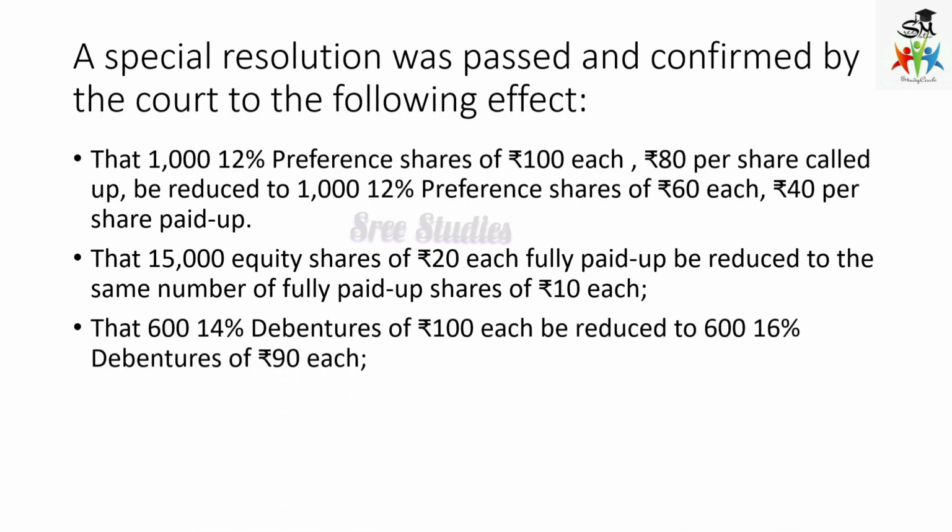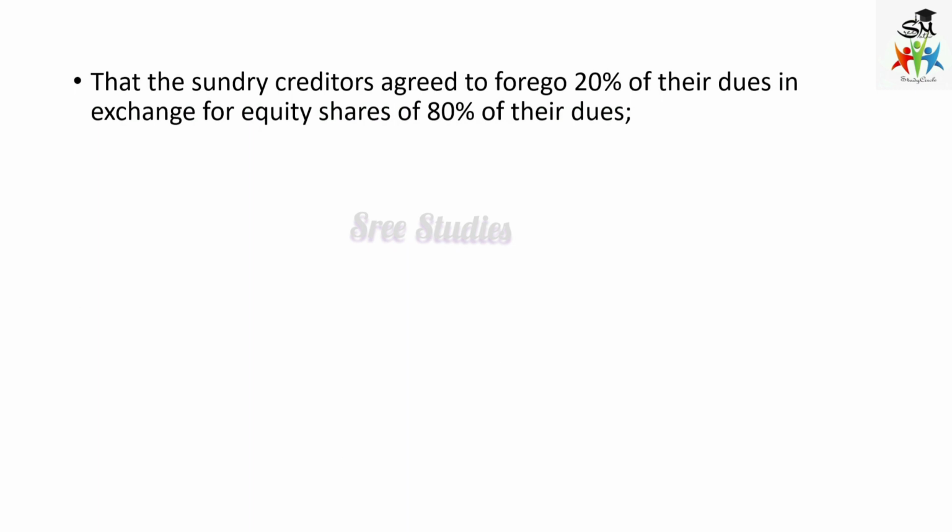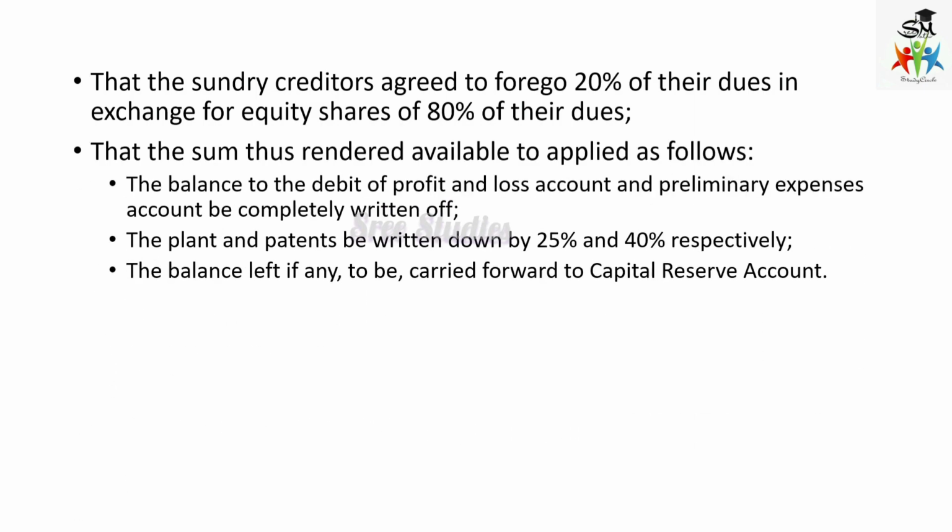That 600 14% debentures of 100 each be reduced to 600 16% debentures. The interest rate is increased but the value is reduced to 90 each. And the debenture holders forgive the accumulated debenture interest due to them. So they said they don't want this debenture interest. And the sundry creditors agreed to forgo 20% of their dues and in exchange accept equity shares for 80% of their dues.